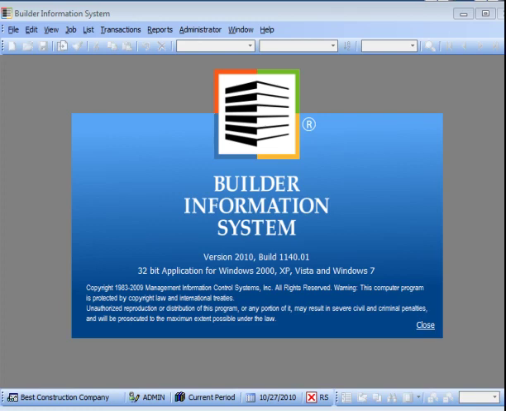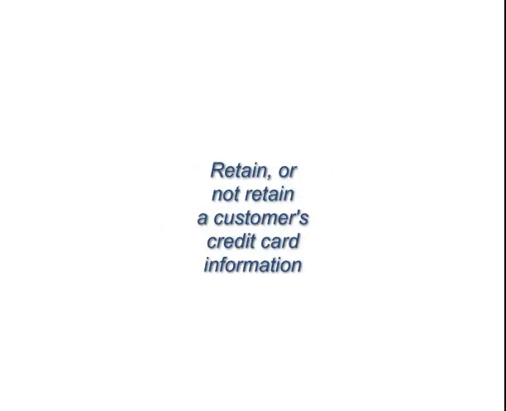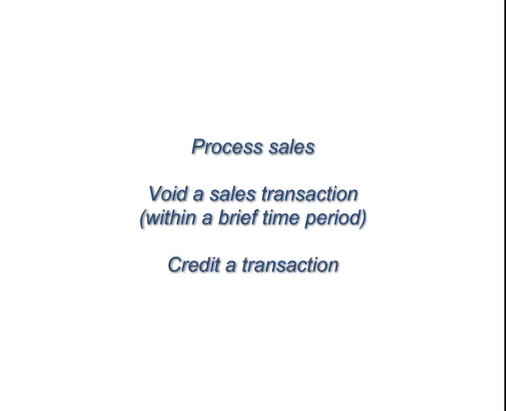With Builder Information System's new Accounts Receivable Credit Card Payment Process module, customers are now able to electronically process accounts receivable payments directly through BIS, eliminating the need to manually re-enter information back into the software and eliminating the additional need and rental fees for a keypad. This new integrated functionality allows you to either retain or not retain a customer's credit card information or use a credit card reader when processing transactions, and will allow you to process sales, void a sales transaction within a brief period, or credit a transaction.